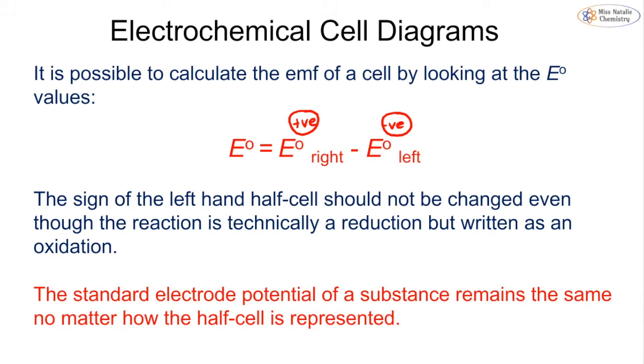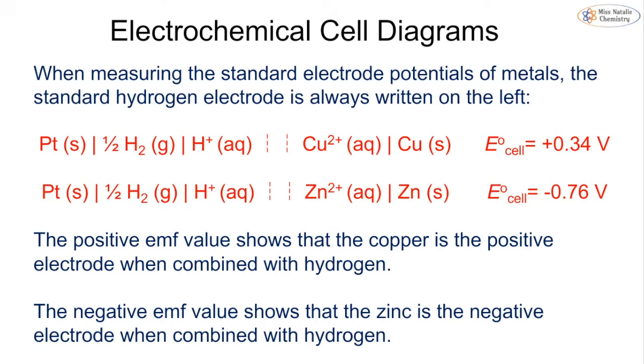The standard electrode potential of a substance remains the same no matter whether you read the half cell forward or whether you read it back. And we always calculate it using this method: the E0 right minus the E0 left. Now what's important to realise is that in this case, we're saying the more positive is on the right-hand side. This would be for substances that we know are feasible. When it comes to feasibility, i.e. will this reaction happen, we can't make an assumption about what's the right and what's the left just from the values, and we'll look at some examples of that in just a few minutes.